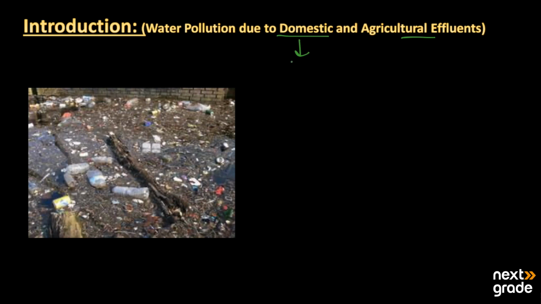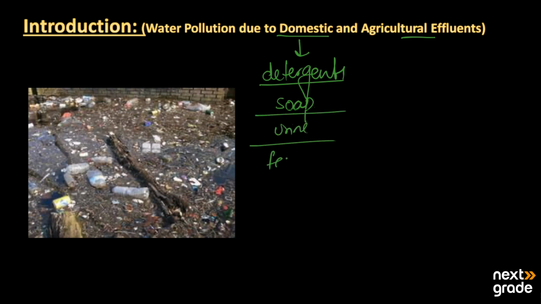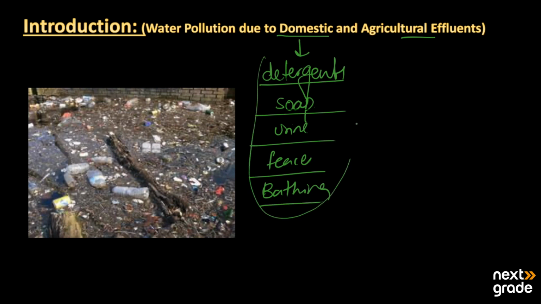from the houses, from the homes of human beings, like the use of detergents or the use of different types of soaps, or the urine or the feces, or the water that results from bathing. All that includes industrial, like the industrial effluents. These are the domestic effluents that are used at home or in the houses.